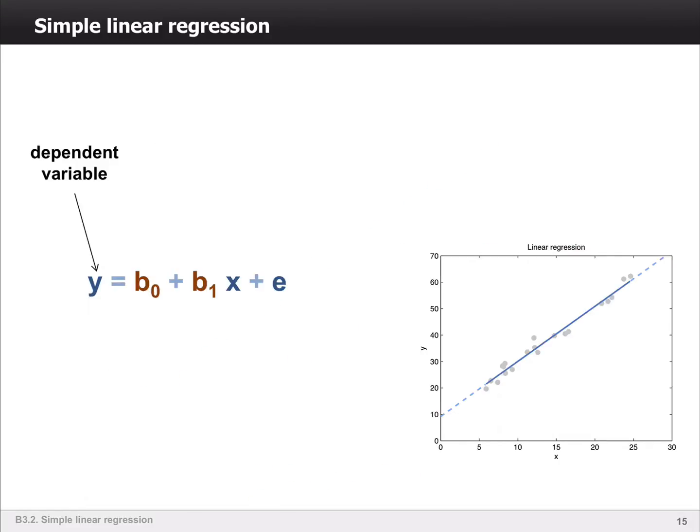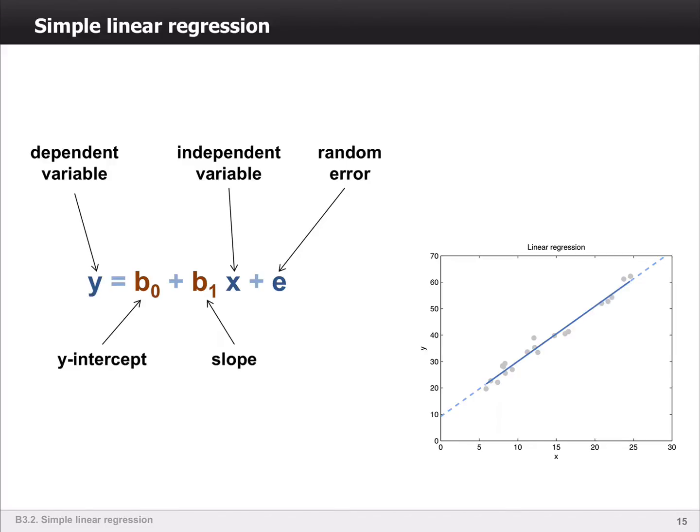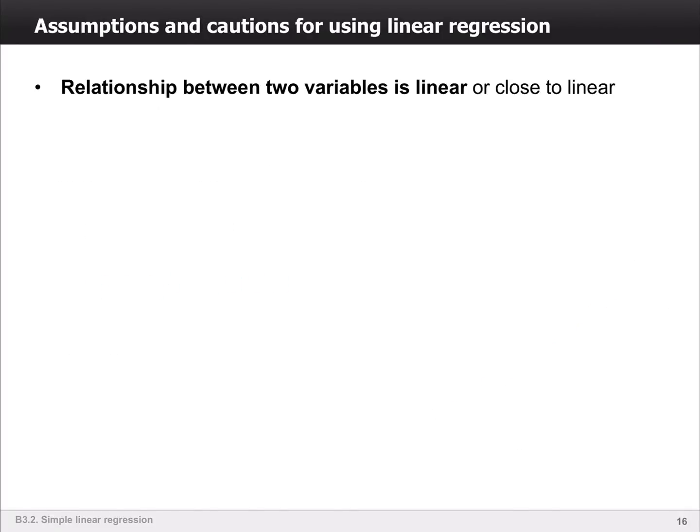So as a summary, you have a dependent variable, it's y, you have an independent variable, it's x, then you have a y-intercept, it's b0, you have a slope, it's b1, and then finally you have a random term. And as often in statistics, your data should meet some requirements in order to use the linear regression model. And the requirements are the following.